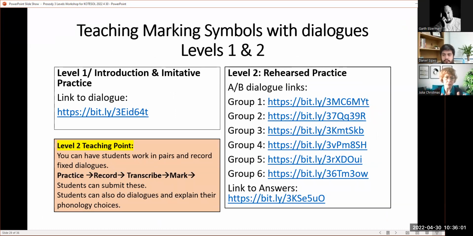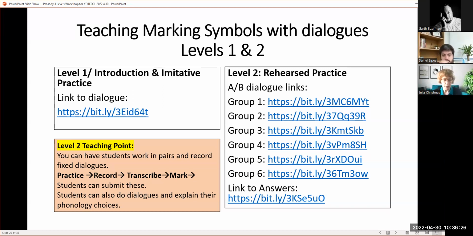So I'm teaching the marking of symbols with dialogues, and these are links to dialogues, and these are links to how I use Google Docs. I have the students mark them up, and they can turn them in. And then I give them the links to the answers afterwards, so that either they can check on their own or we can check as a class.